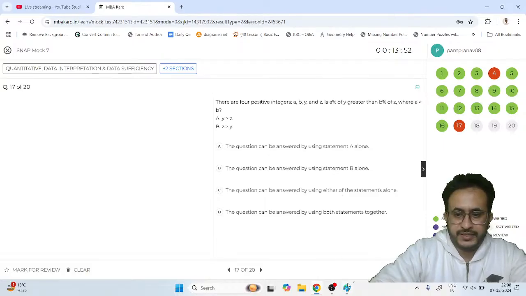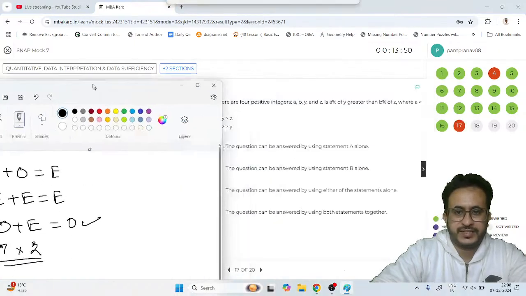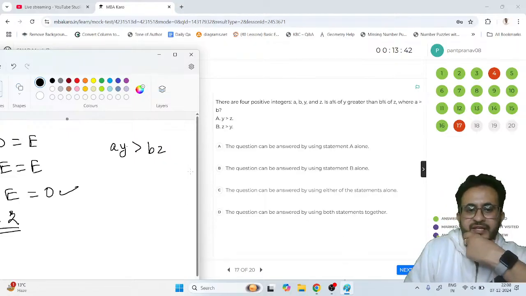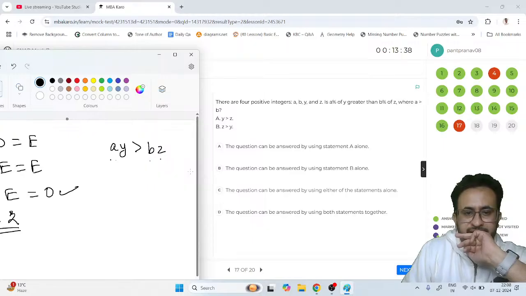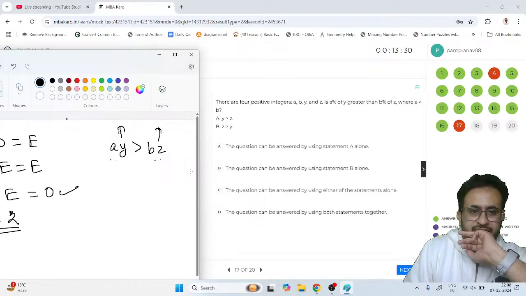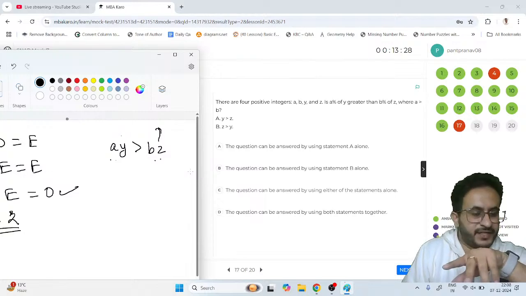Okay, so let's see this question. It says that a% of y, ay is greater than vz. We need to tell whether a is greater than b. If y is greater than z, we cannot tell that a is greater than b, because it may be that because of y the product is more. If z is greater than y, then definitely we can tell that a is greater than b.